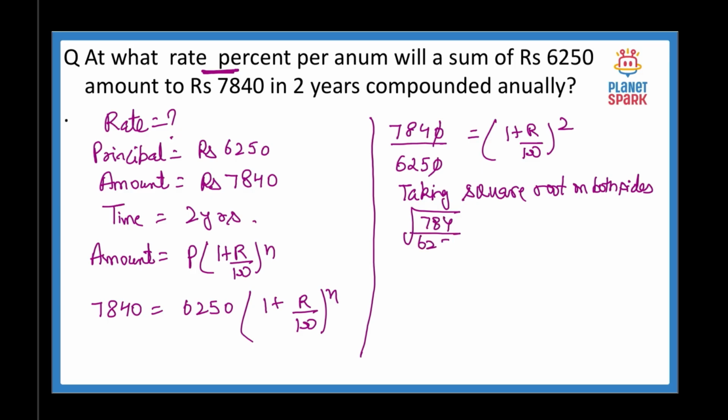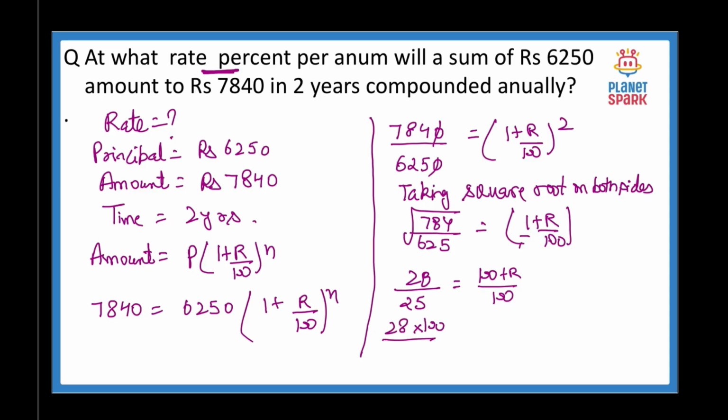So square root of 784 divided by square root of 625 is equal to 1 plus R upon 100. Square root of 784 is going to be 28 and square root of 625 is 25, is equal to, let's take LCM and simplify the RHS. That is going to be 100 plus R upon 100. Again, 100 is divided on RHS. If I bring it on LHS, it would be multiplied. So I'm having 28 into 100 divided by 25. That is going to give me 28 into 4 is equal to 100 plus R. 28 into 4 is 112, is equal to 100 plus R. Simplifying, I'll get my rate is 12% per annum.